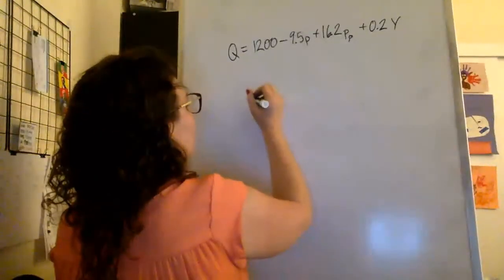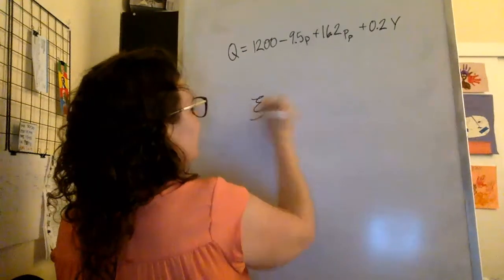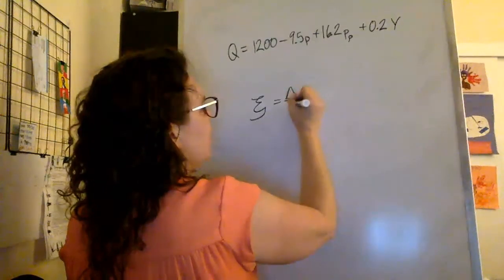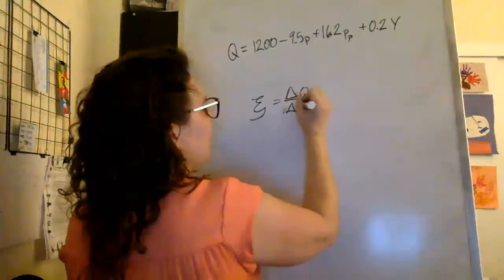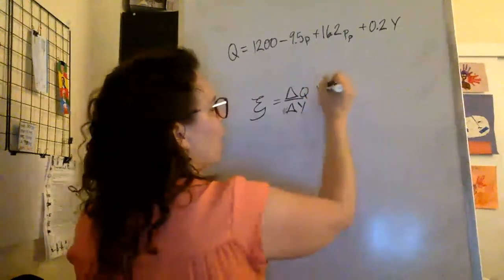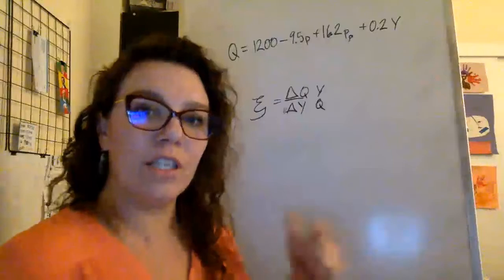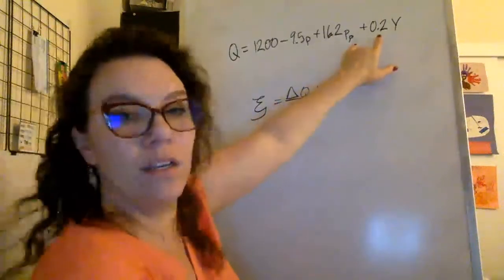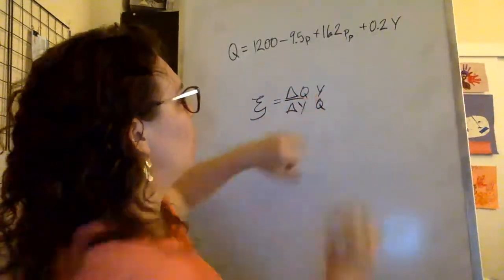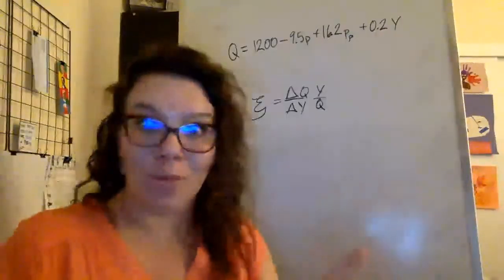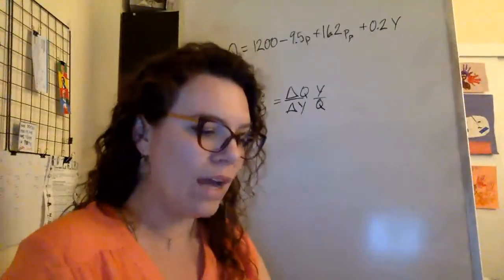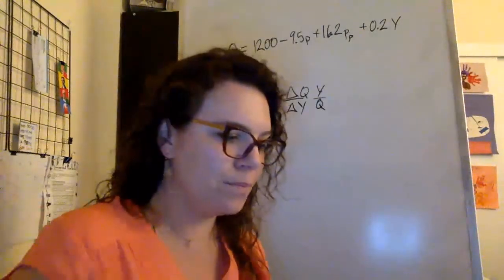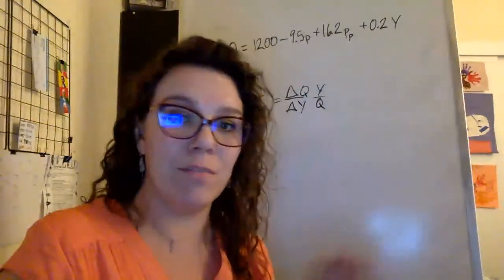And we remember when we looked at income elasticity, we said that it's going to be the percent change in quantity demanded divided by the percent change in y, or change in q over change in y times y over q. We're going to use that because we now know that the change in q resulting from a change in y is 0.2, and then we just need to find y and q. And that's what we're going to do. We'll solve for y and q to get our income elasticity of demand.